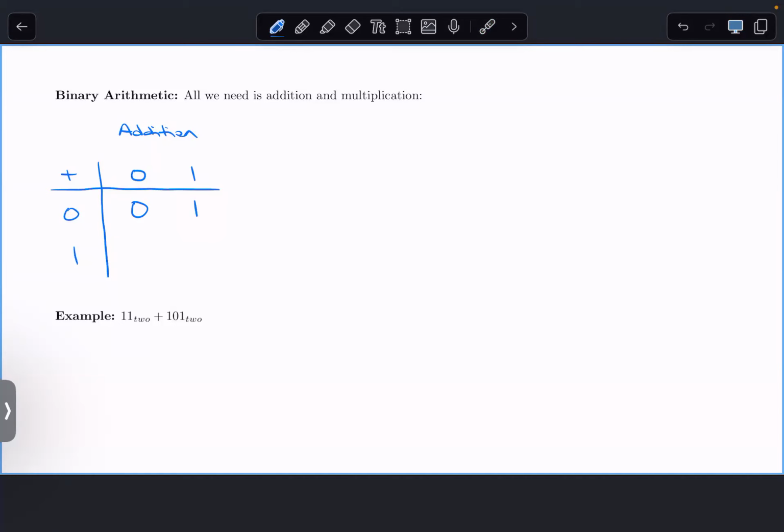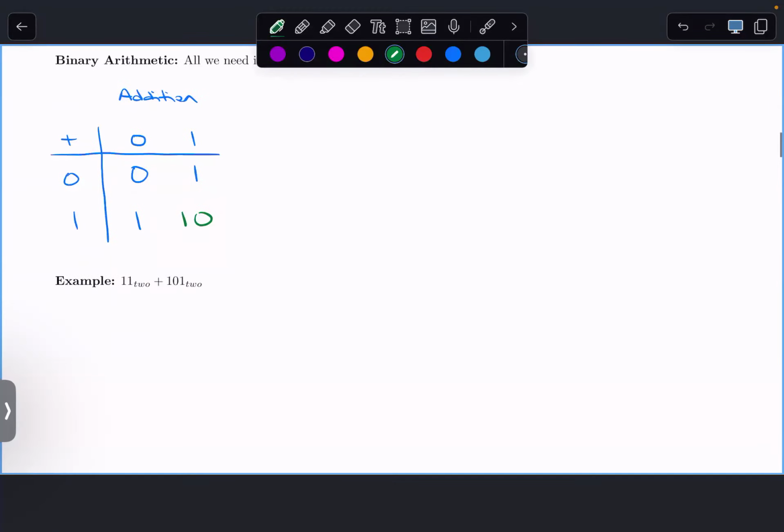How about 1 plus 0? Probably 1. Order doesn't matter, right? The only pickle, 1 plus 1. I'll do it in green so we can see it. Since 1 plus 1 is 2, but 2 is 1, 0 in base 2. So that's the only sneaky one, I think.